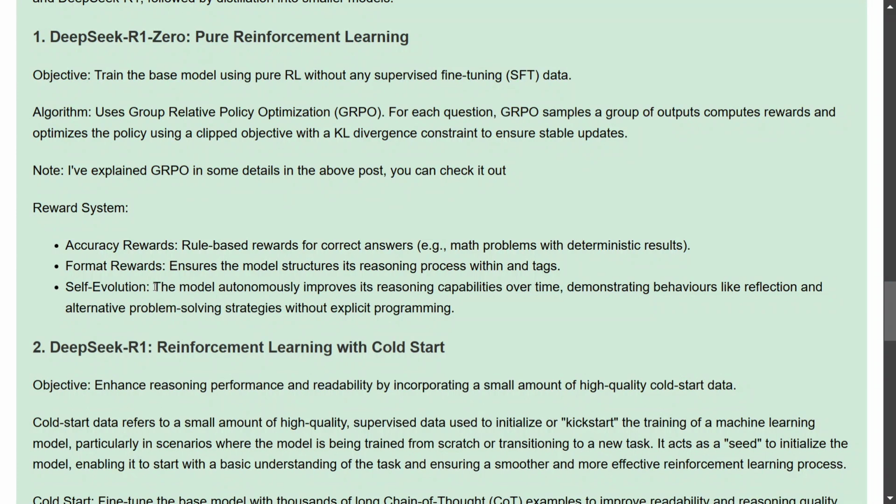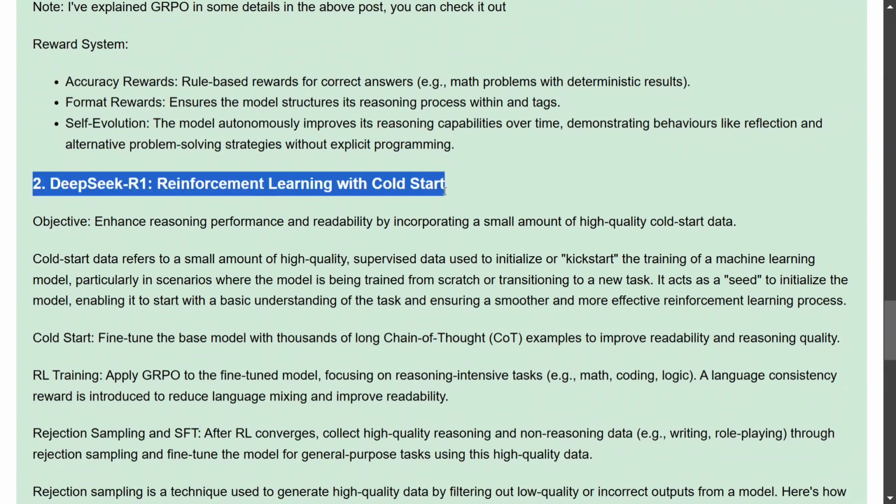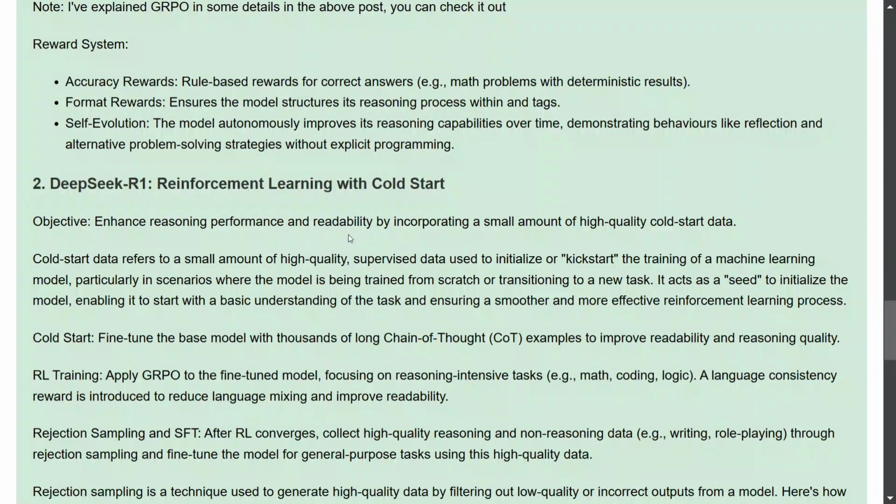Now, as mentioned, there were multiple issues. Language mixing was there with DeepSeek R1 Zero. Apart from that, the answer was not readable at times. It was giving gibberish text as well. So in that case, the team went with the second model, that is DeepSeek R1, which is going crazy right now, that we all are using. Reinforcement learning with cold start. So I'll be telling you what are the different steps that are used in this particular case.